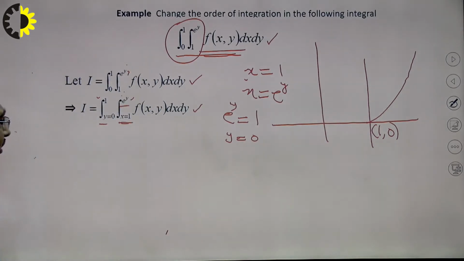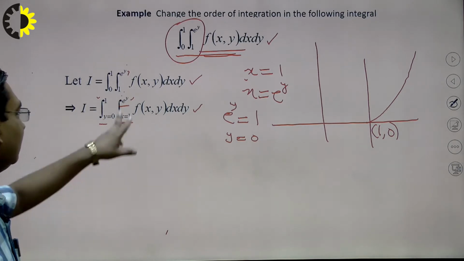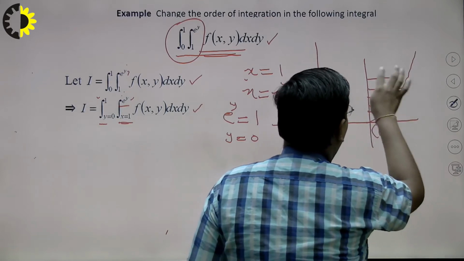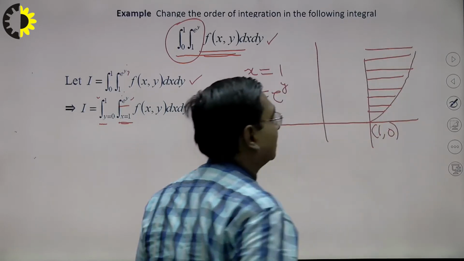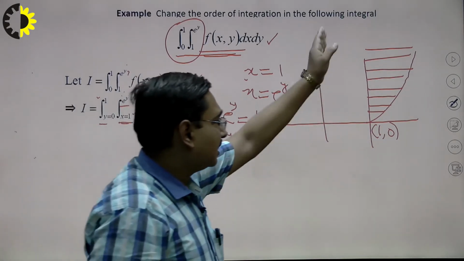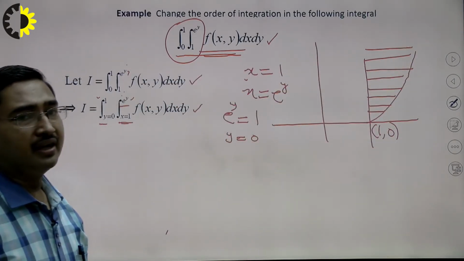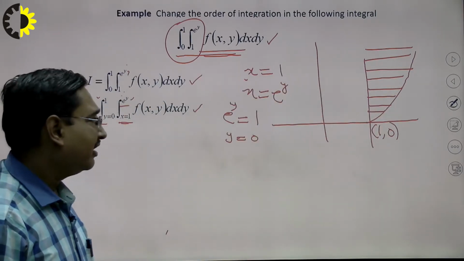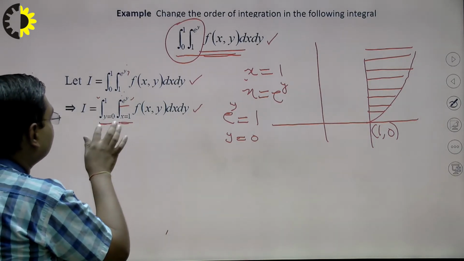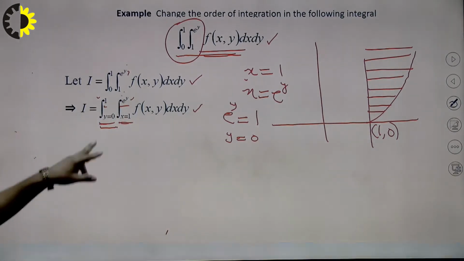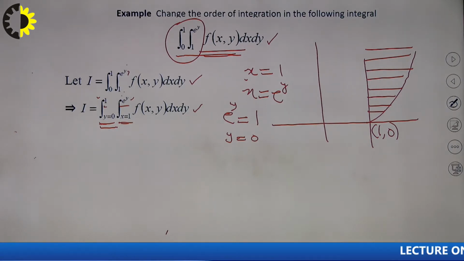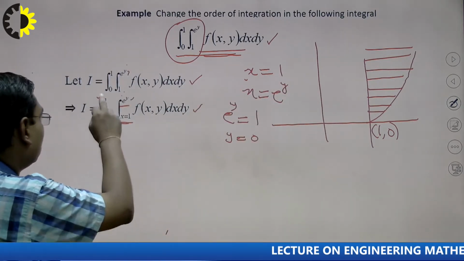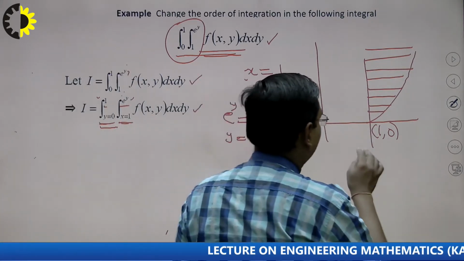Now, limits of x are from 1 to e raised to the power y, which means we want to consider the area or region between these two curves, but both of these curves extend up to infinity. Then up to which part are we to consider the area? It will be decided with the help of the limits of y. The limits of y are from 0 to 1. So, the region between these two curves from y equal to 0 to 1 will be the region of integration.